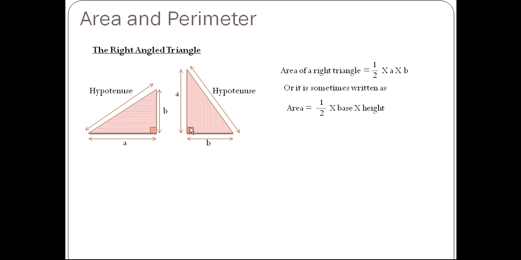So again, the side that is opposite this right angle, the longest side of the triangle, this is the hypotenuse. And when you are applying the formula to find an area of a triangle, you do not actually touch that side. You take A times B. And whether it's A times B or B times A, this can be A and this can be B, the answer will be the same.